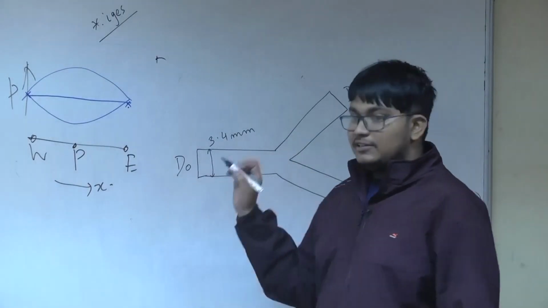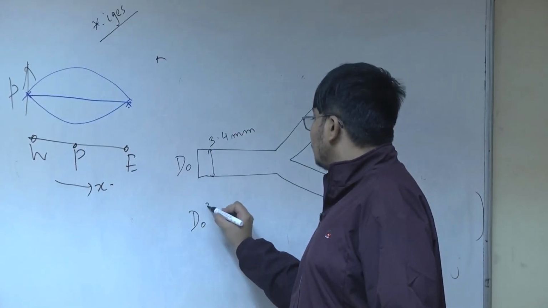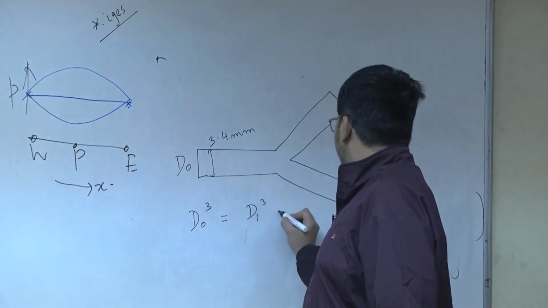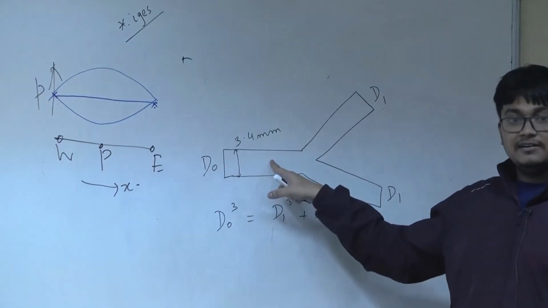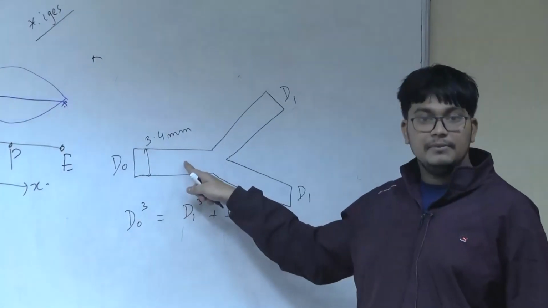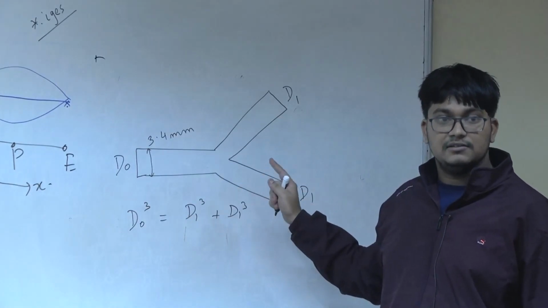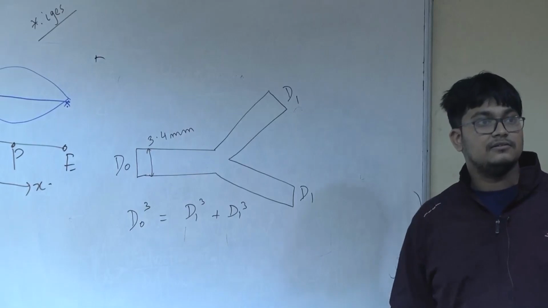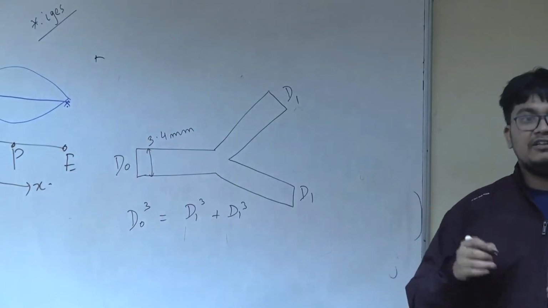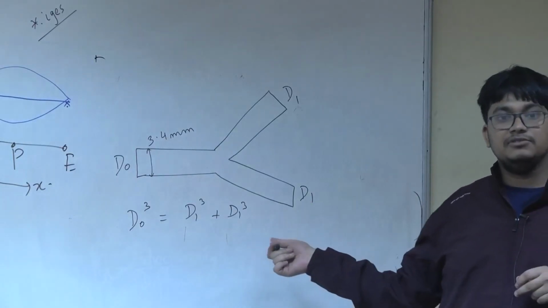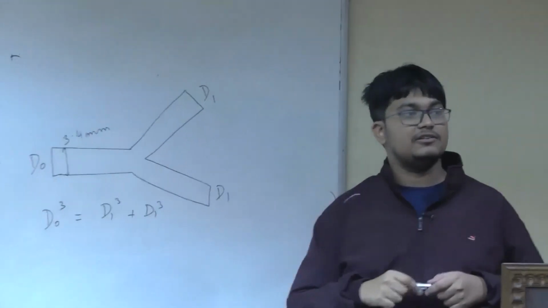So for the idealized geometry, we normally consider Murray's law. Basically D0 cubed is equal to D1 cubed plus D1 cubed. Like the flow rate, the cube of the diameter at the mother channel will be equal to the sum of the cubes of the diameters of the daughter channels. So this law is known as Murray's law. For the idealized case, we normally use Murray's law, and for the patient specific case you can get the exact geometry from the medical image.